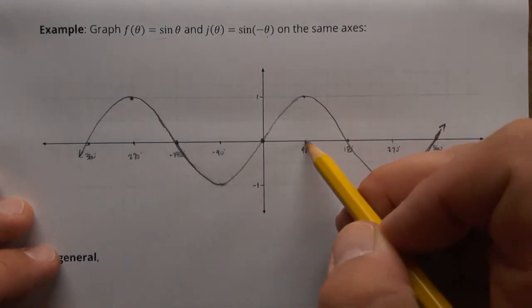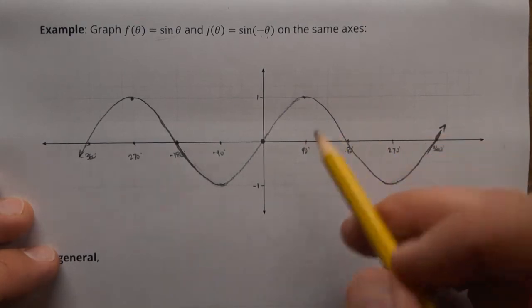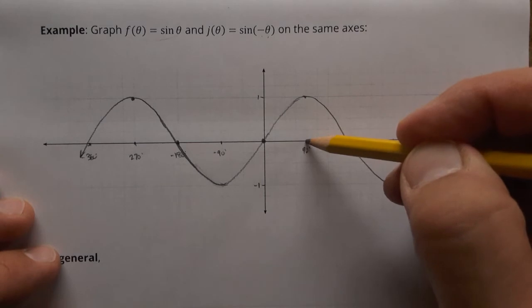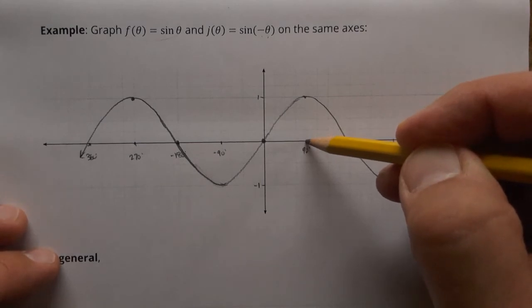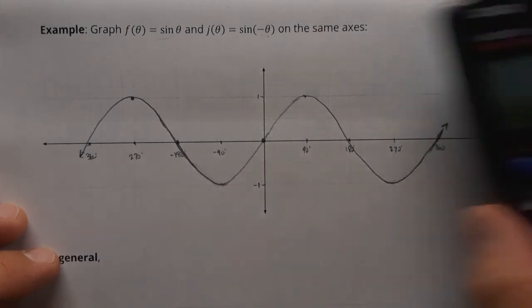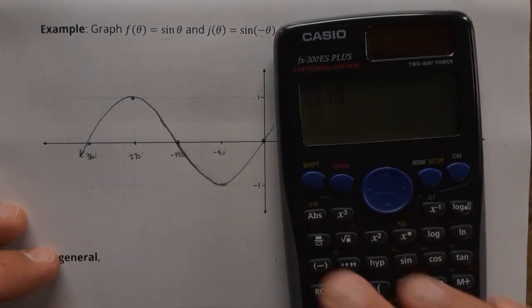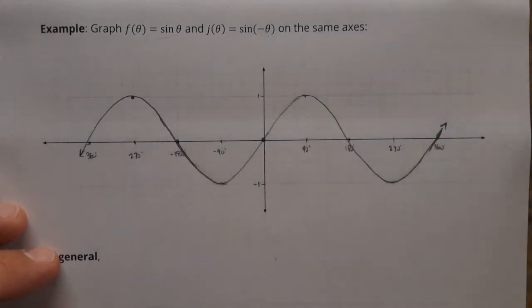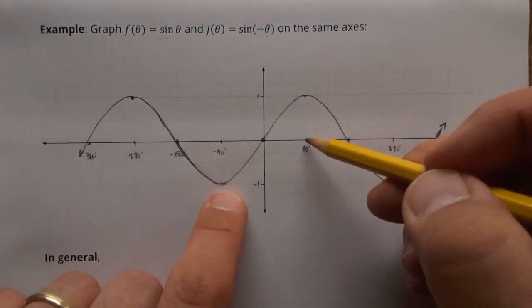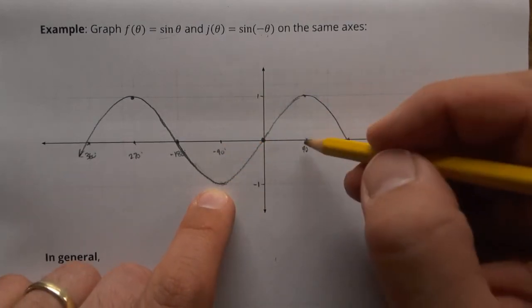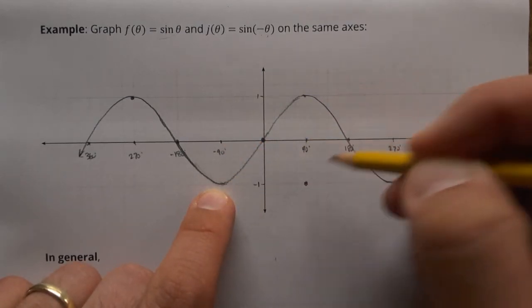So for example, when theta is 90, we have to figure out the right y value. Sine of negative 90 will be the correct y value here. So I can grab a calculator if I want. Sine of negative 90. That's negative 1. Or I can also look over here at the graph to see where was the sine function when theta was negative 90. So I'm going to get a point down here.